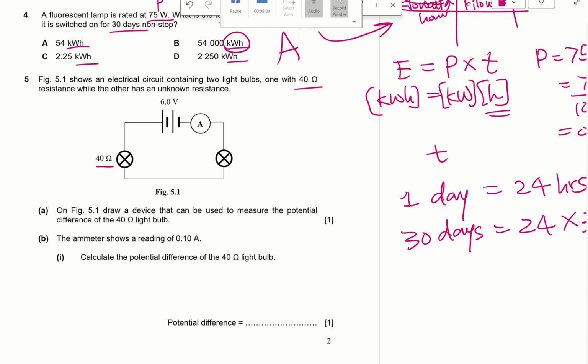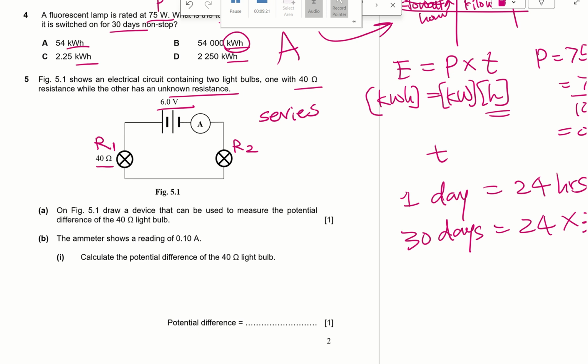resistor. There you have it. So this is the R, while the other one has an unknown resistor. So maybe I call this R1, I call this R2. So R1 is 40 ohm, R2 is unknown resistor. And how are they connected? They are connected in series. Okay. The voltage by the battery is 6 volts.